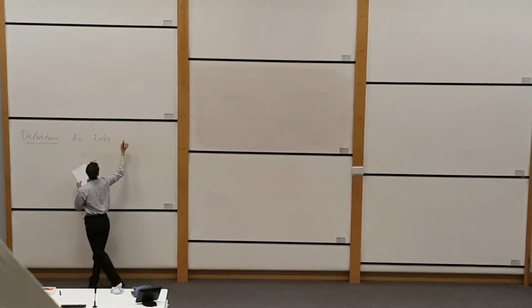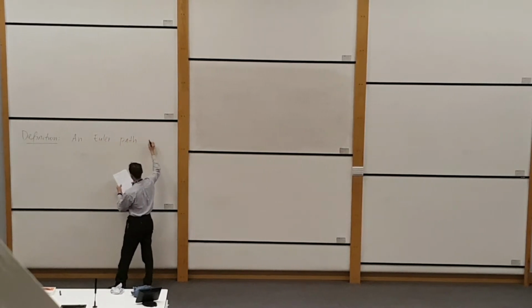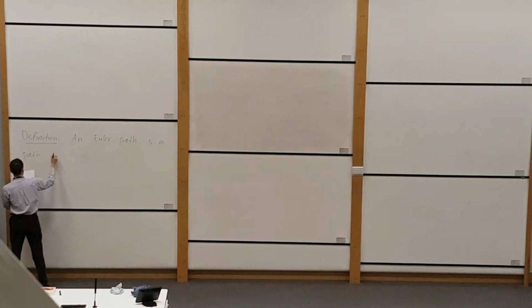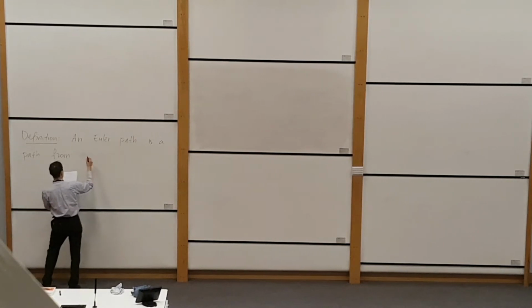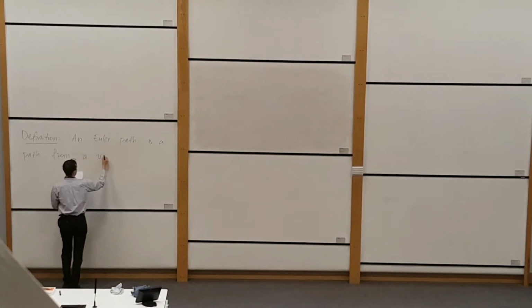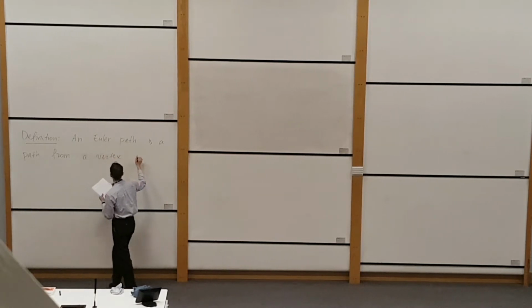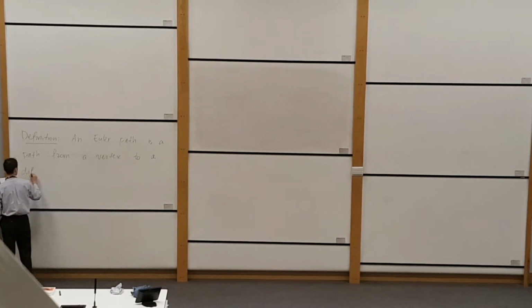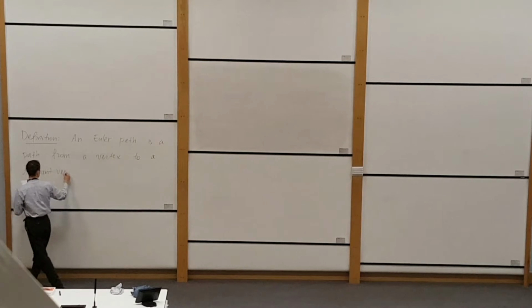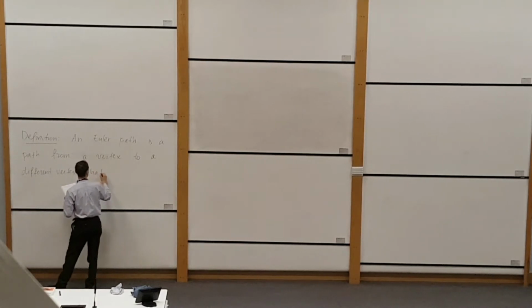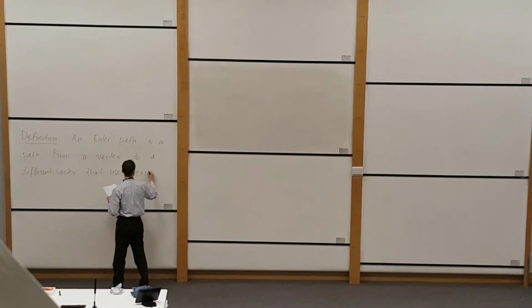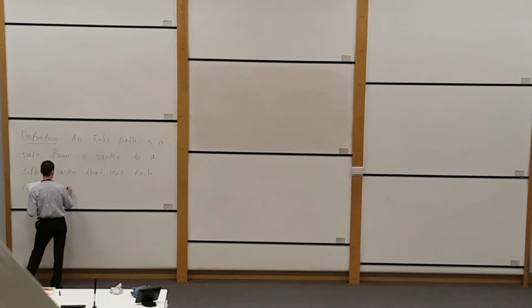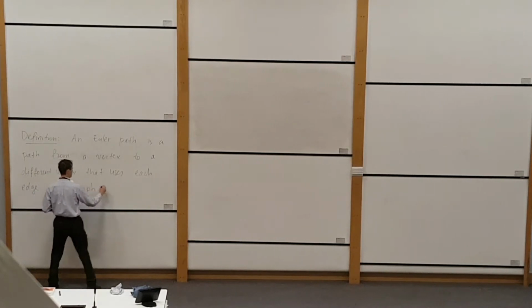An Euler path is a path from a vertex to a different vertex that uses each edge in the graph precisely once.